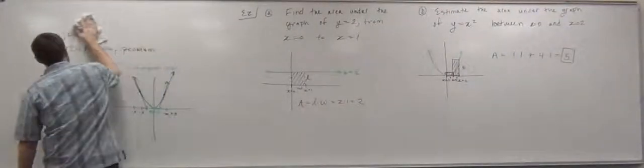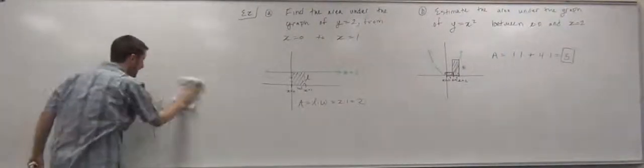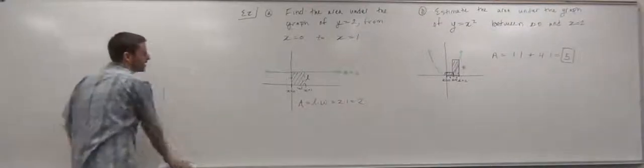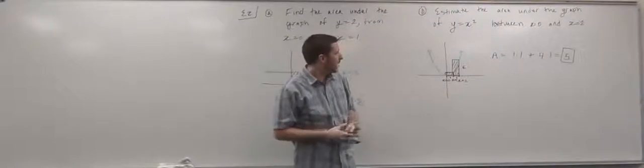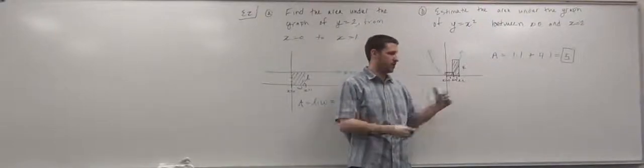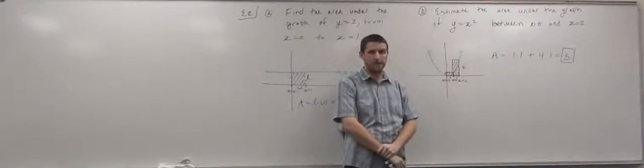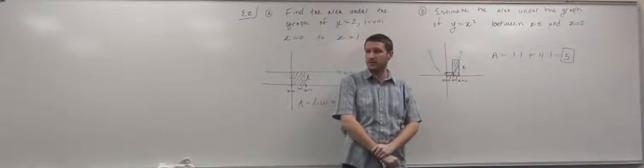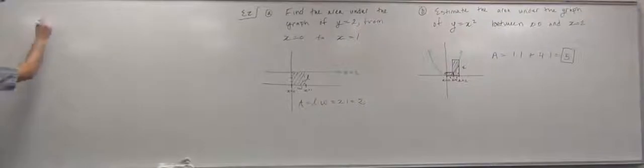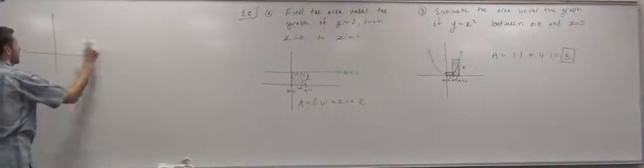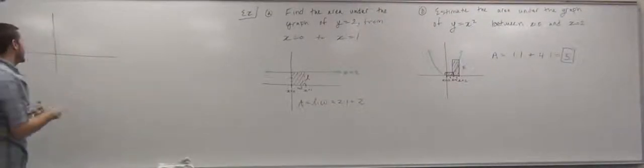But keeping with this idea that the only thing I know is how to calculate the area of a rectangle. That's all I ever learned. How could I make this estimate better? Do more rectangles. Right? If you use more rectangles, your estimate should get better. And so I'm going to estimate the same area, but I'm going to use more rectangles this time.